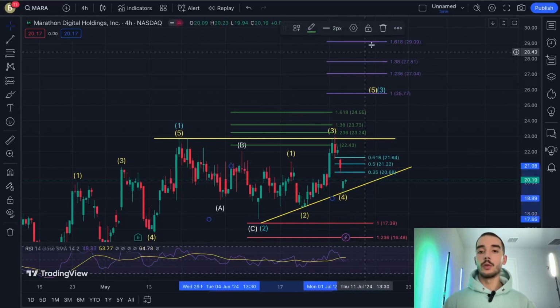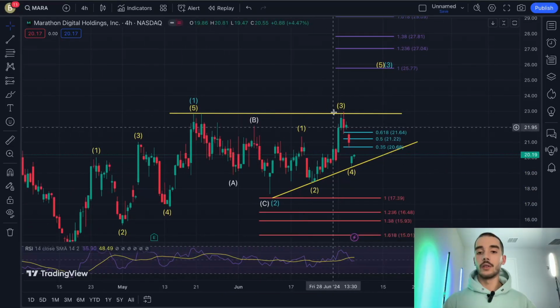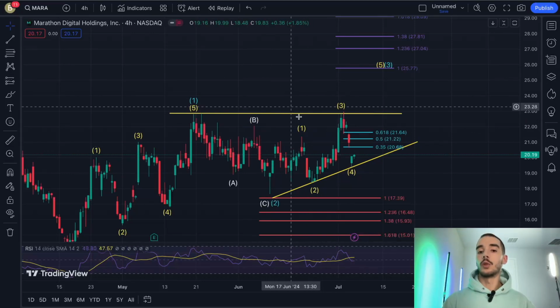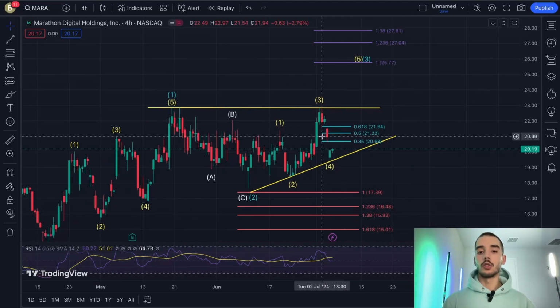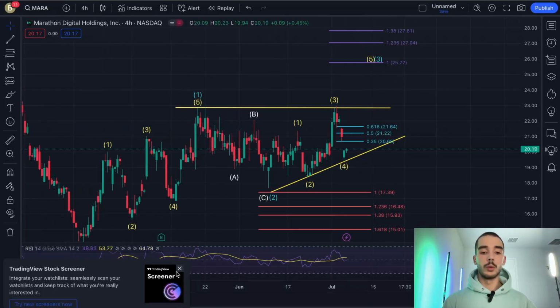As of right now, I'm going to remove this. It doesn't make any more sense. We've kind of already trended enough where we can invalidate that green, and we're just going to focus on the purple and the red, and then the blue I'll get into in a moment.